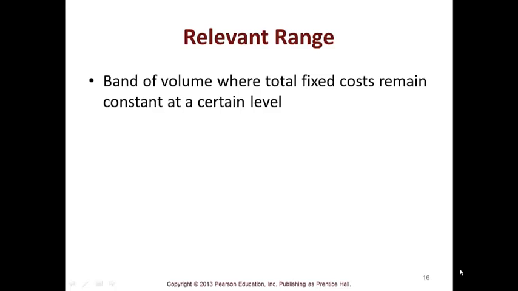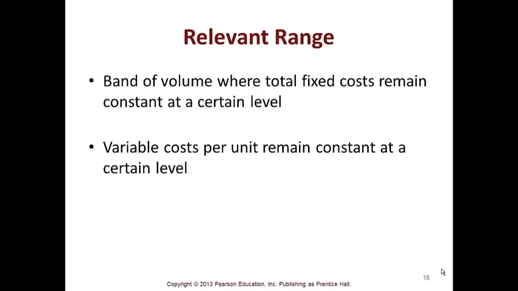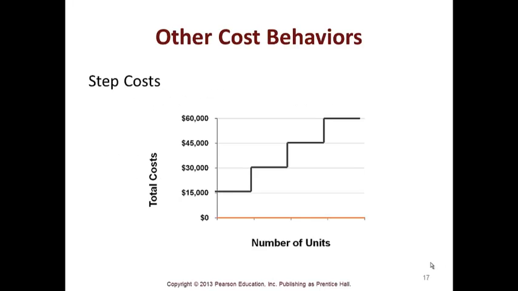Relevant range is a band of volume where total fixed costs remain constant at a certain level. So variable costs per unit remain constant at a certain level. So here's what it looks like. It looks like a little step. As you move over the number of units, this is an example where if you have units between here and here, it's going to be flat. Then it's going to jump up and be flat again. And this is what's also called step costs.